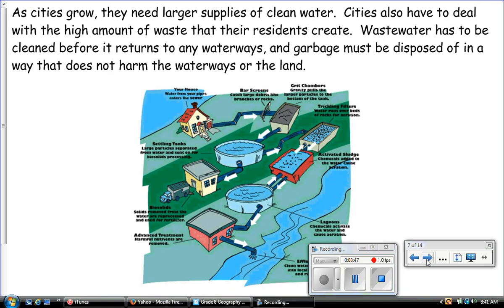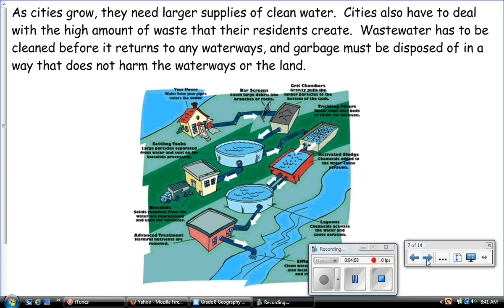As cities grow, they need larger supplies of clean air. Cities also have to deal with the high amount of waste that the residents create. Wastewater has to be cleaned before it returns to any waterways, and garbage must be disposed of in a way that does not harm the waterways or the land.